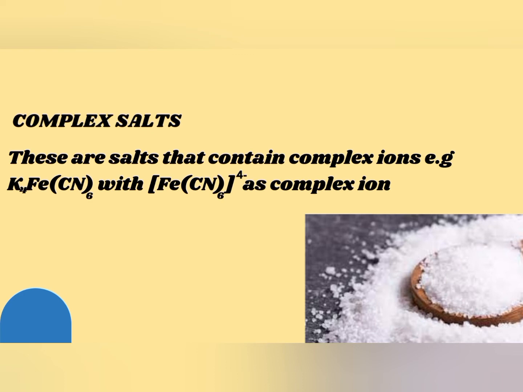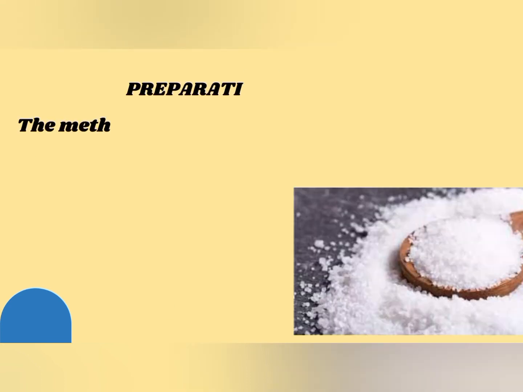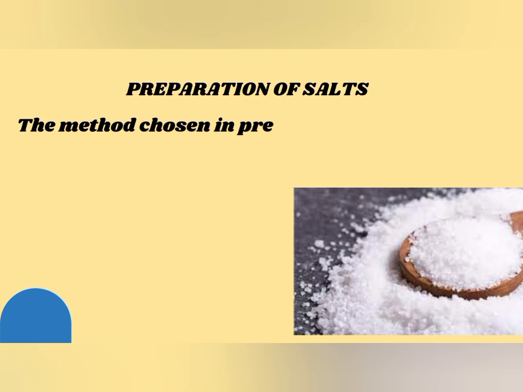So next we'll be looking at complex salts. Complex salts are formed by mixing together two simple salts. These salts are characterized by the formation of a new ion called a complex ion, which displays characteristic properties of its own both in the solid state and in the aqueous form. So examples of complex salts are what you can see on your screen.